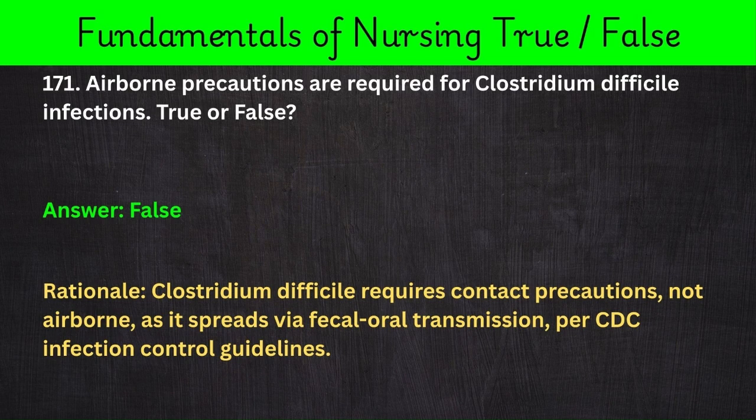171. Airborne precautions are required for Clostridium difficile infections. True or false? Answer: false. Rationale: Clostridium difficile requires contact precautions, not airborne, as it spreads via fecal-oral transmission, per CDC infection control guidelines.